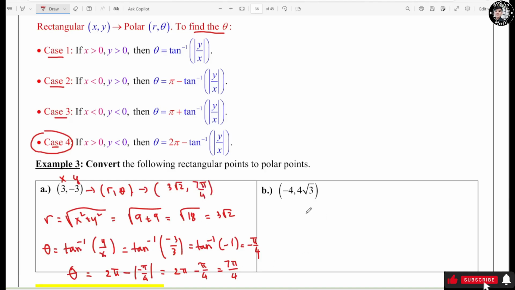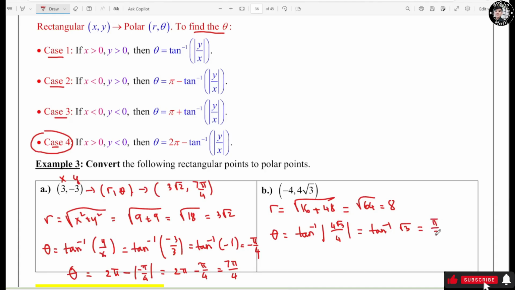Question B. Radius is the square root of negative 4 squared, which is 16, plus this one squared, which is 48, equals square root of 64, and it's going to be 8. Now angle theta equals inverse tangent of the absolute value of y divided by x, which is 4 root 3 divided by 4. So it's going to be inverse tangent of root 3, and it's going to be pi over 3.